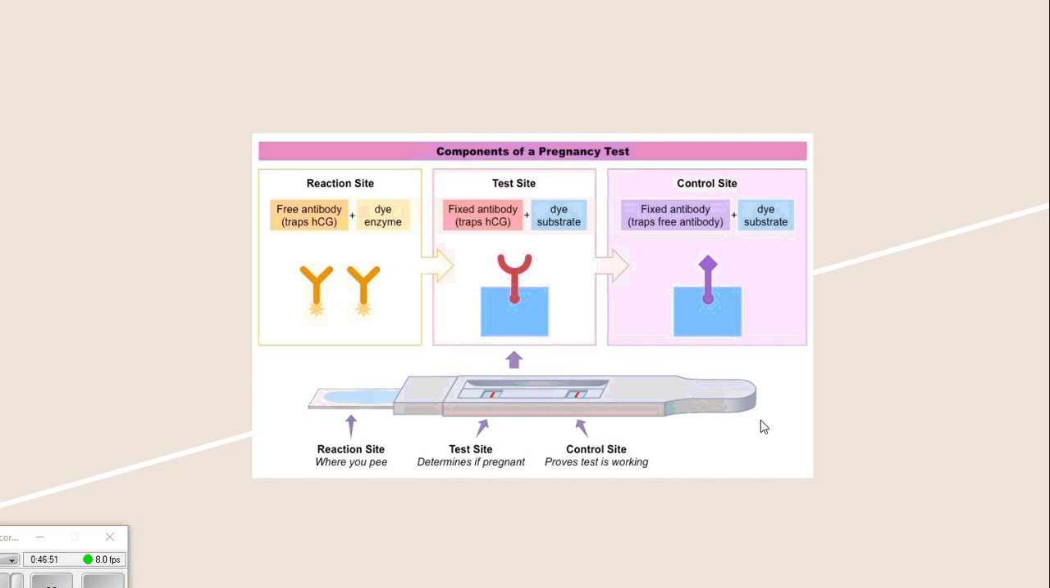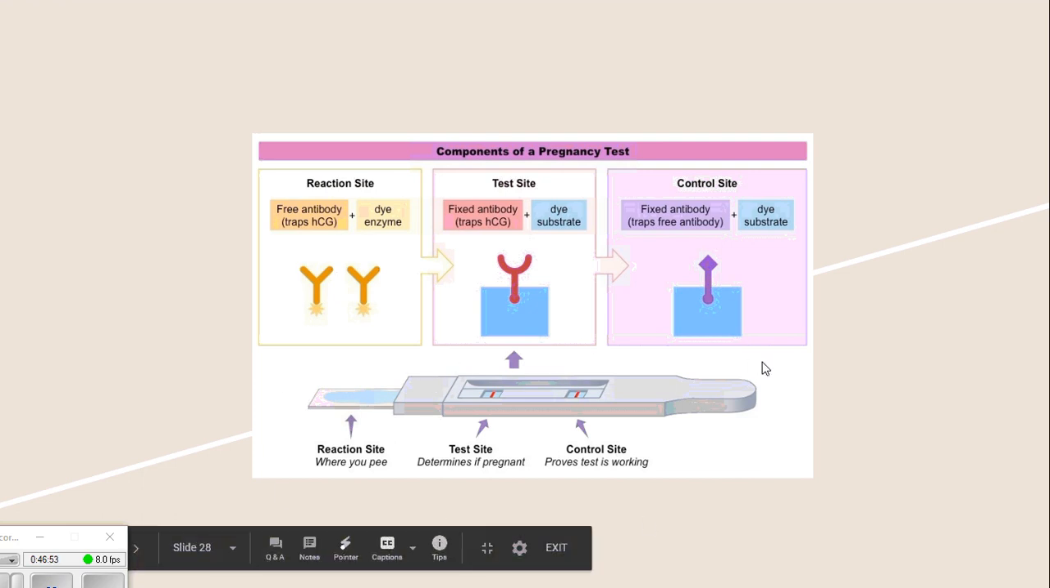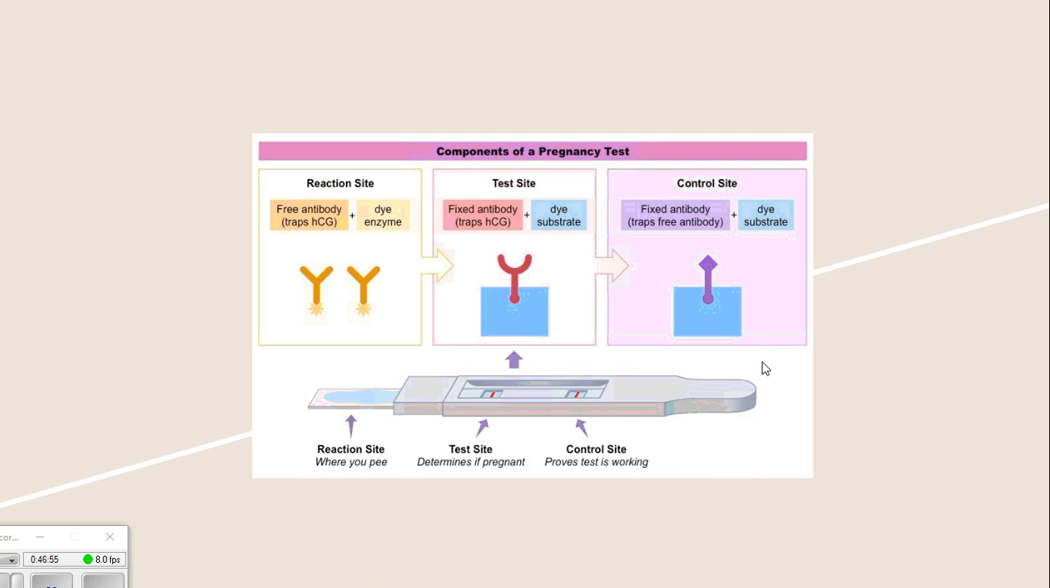Ultimately, the pregnancy test makes use of monoclonal antibodies, and the idea that antibodies can bind specific antigens, and we can develop tests around it for various things. So that ends this video for 11.1.